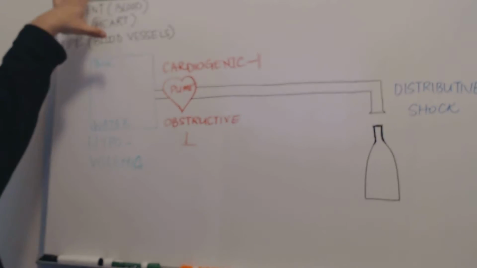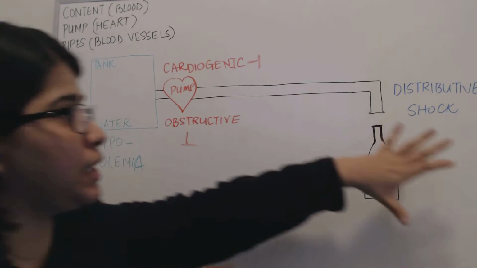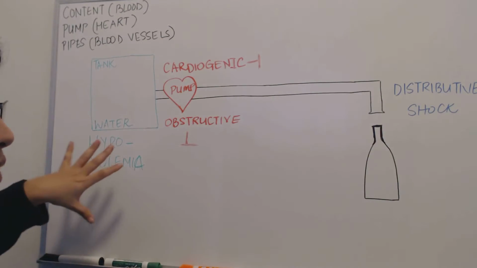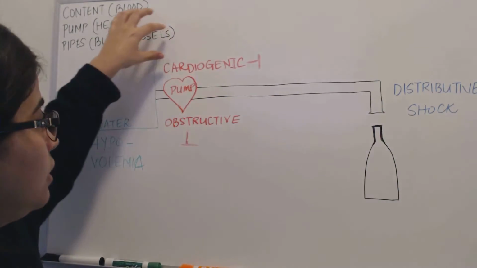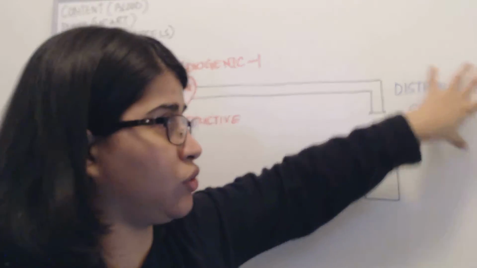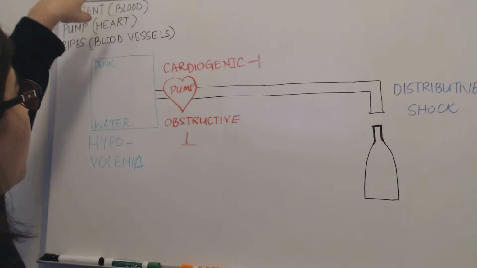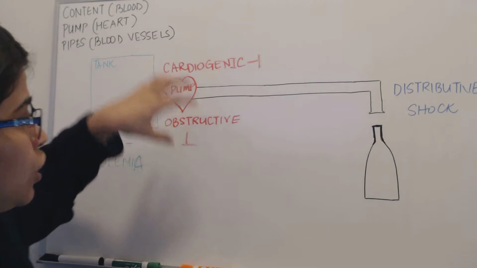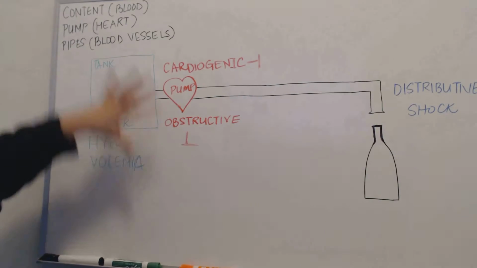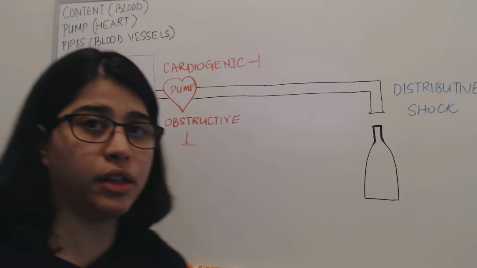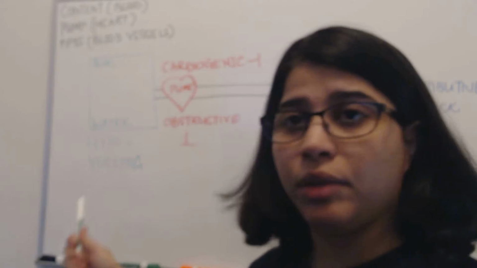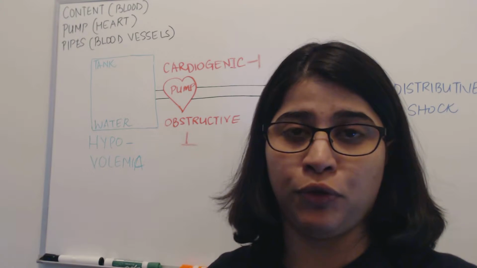So by putting these three components into a simple example, we've understood what happens. If there's a problem with the vessels, we're going to end up getting a distributive shock. If there's a problem with the pump, we're going to get a cardiogenic shock or an obstructive shock. And if there is not enough water in the tank, we're going to get hypovolemic shock. Now, hypovolemic shock also can be of different types.